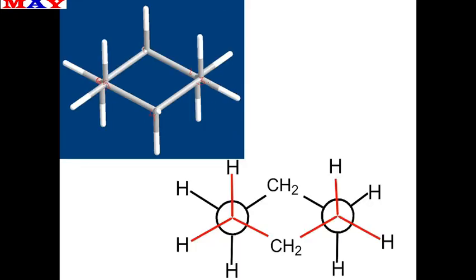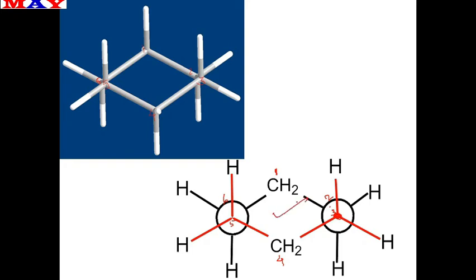So this is how it looks. Carbon number 3, this is carbon number 3. This is carbon number 2. This is carbon number 5. This is carbon number 6. Carbon number 6 goes to carbon number 1, so this is carbon number 1. And this is carbon number 4. So this is the chair form of cyclohexane in Newman projection formula.